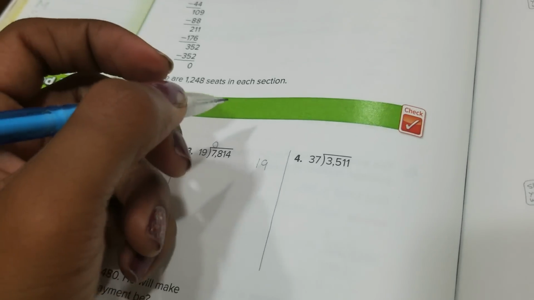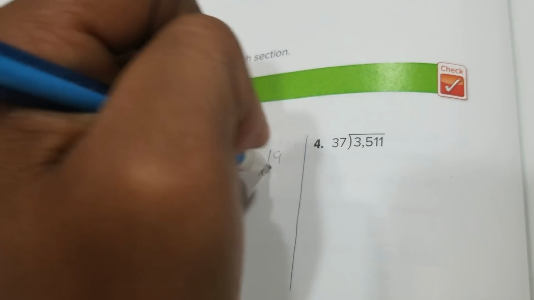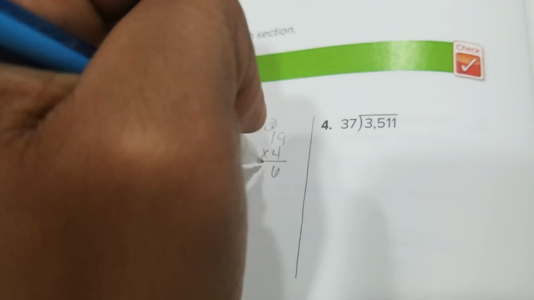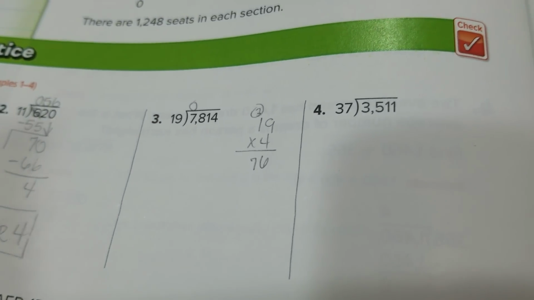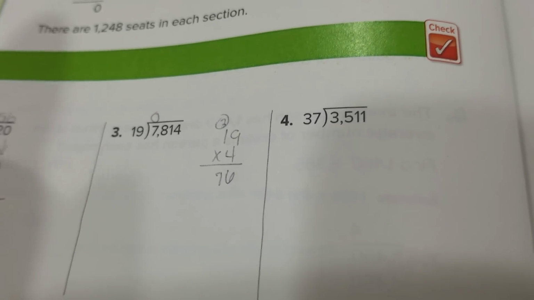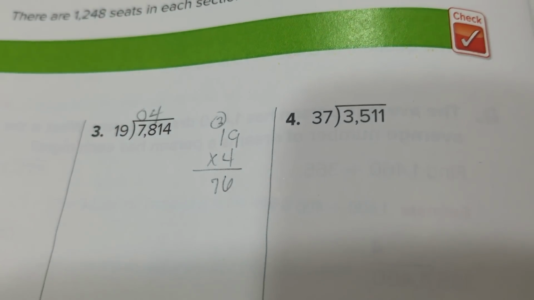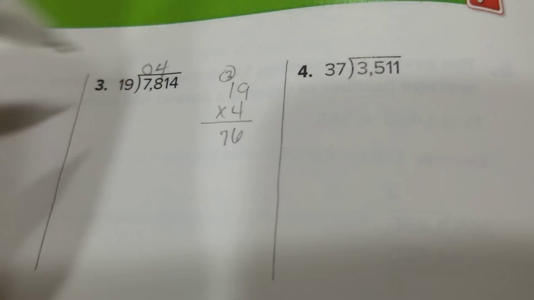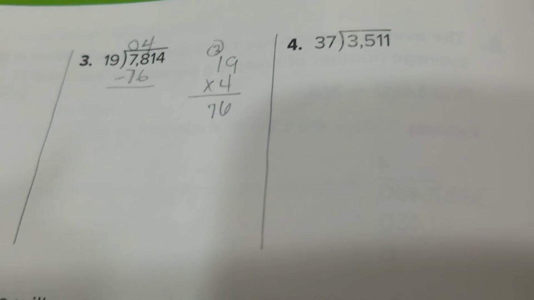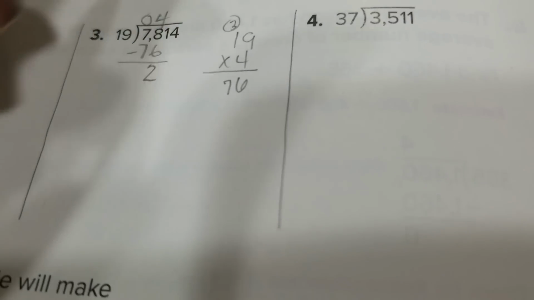19 times 4, that's 36, carry a 3, 7. 76, that's less than 78, so it's not going to go over, but it's as close as we can get. So we're going to put this 4 directly above the 8. Excuse me, 4 times 19 is 76. We're going to subtract to get a 2. 2 is less than 19, so we're in good shape.